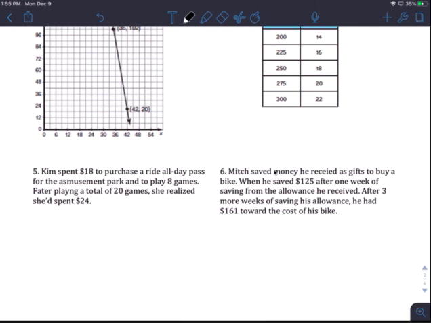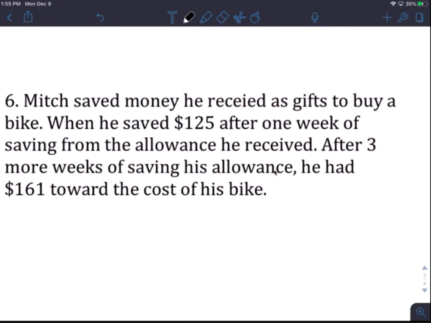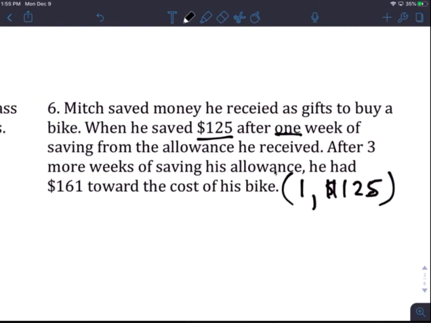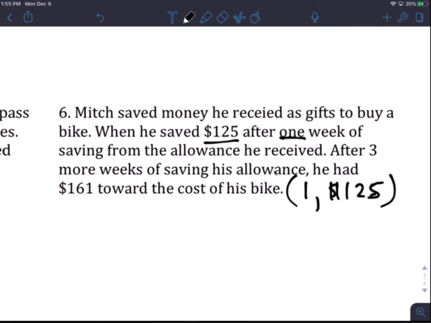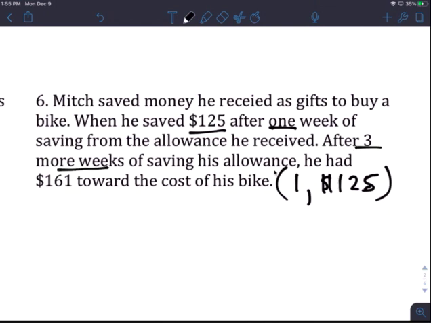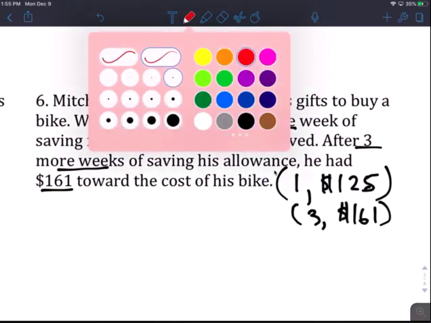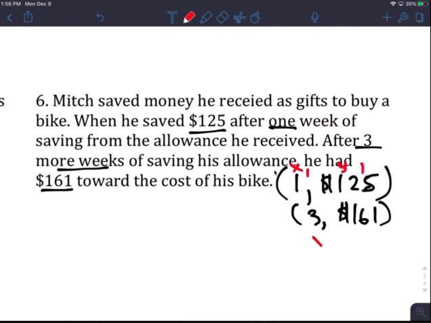Okay, number 6, Mitchell saves his money. Mitch saved money he received as a gift to buy a bike; he saved $125 after 1 week. So 125 is y because it's dollars after 1 week. After 3 more weeks, he saved this much. Okay, this is x sub 1, y sub 1, x sub 2, y sub 2.